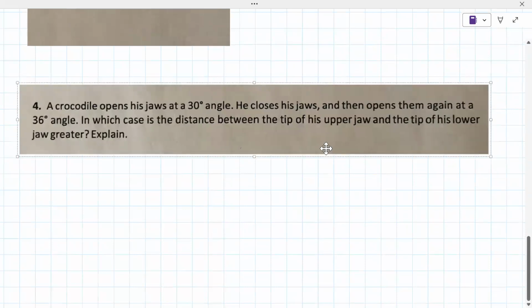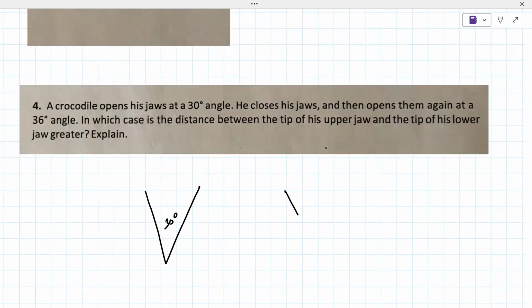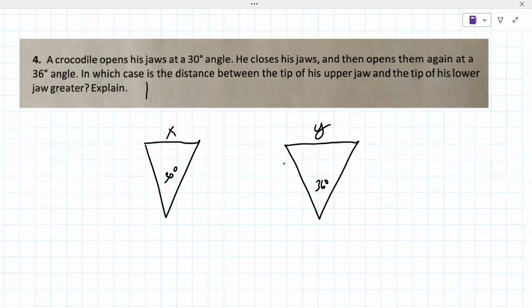says a crocodile opens his jaw at a 30-degree angle. So let's say that's 30 degrees. Closes the jaw and then opens it at 36 degrees. In which case is the distance between the tip of his upper jaw and the tip of his lower jaw greater? Basically, they're asking you to compare these two. Which is greater? Why? Yes. And it's the hinge theorem. The explanation is the hinge theorem. I would get something down that says that, and then if you need me to, I can look it over.